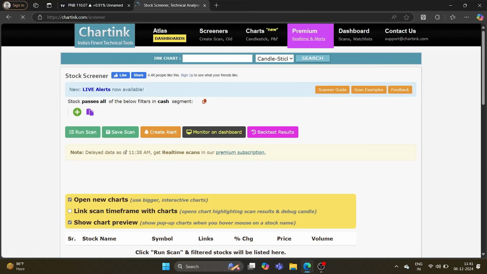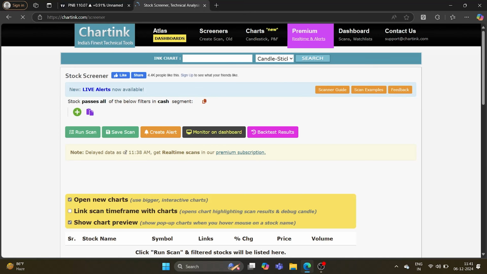In this cash segment we have to choose Nifty 500 because these are the liquid stocks. Better to stay on the liquid ones. Now, ADX. I have selected the ADX 14 period, which must be greater than or equal to 30. So your stock must have an ADX 14 greater than 30.